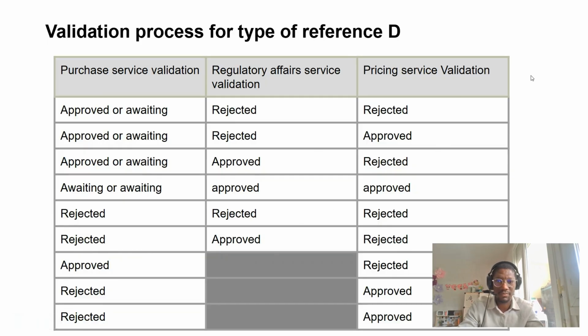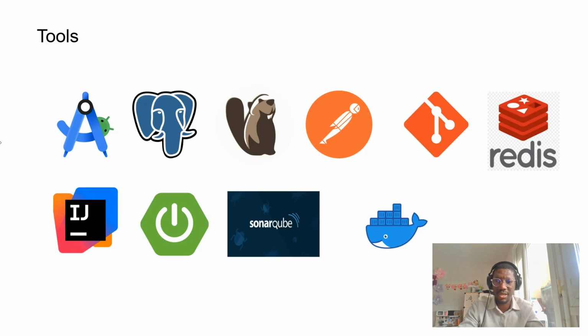So let's move on. To build the mobile application, I used Android Studio, PostgreSQL, DBeaver, Postman, Git, Redis to store our token ID and token information, IntelliJ IDE as code editor, and Spring Boot to build our API and secure the API. SonarQube to analyze the quality of the code, and Docker also.